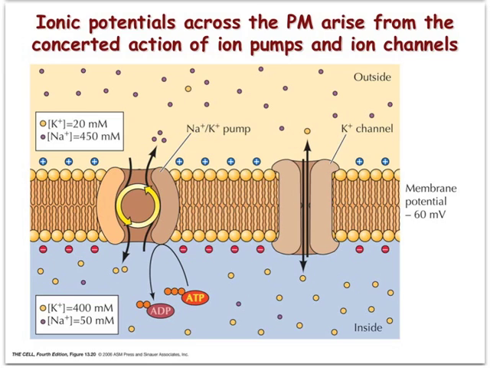And this generates a resting potential across the plasma membrane. And that resting potential is about minus 60 millivolts in most neurons. The negative value of the resting potential indicates that the intracellular side of the plasma membrane is negatively charged compared to the extracellular side of the plasma membrane.